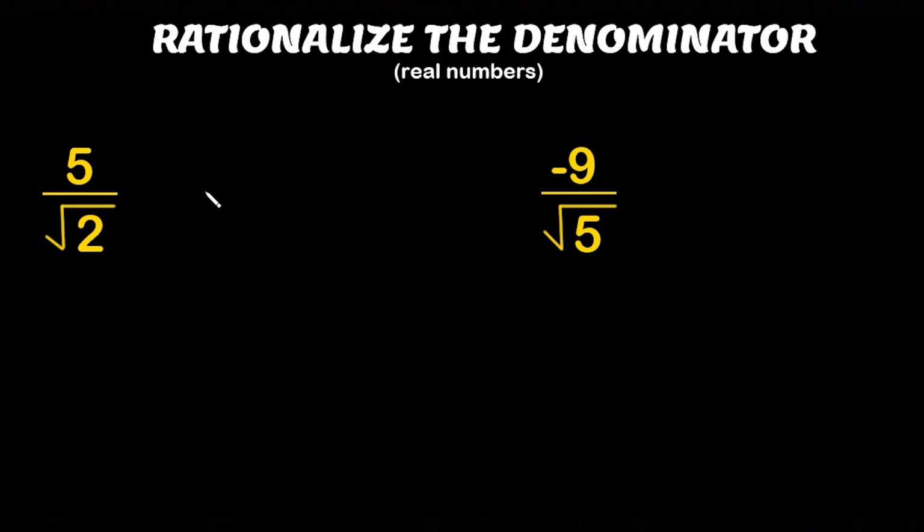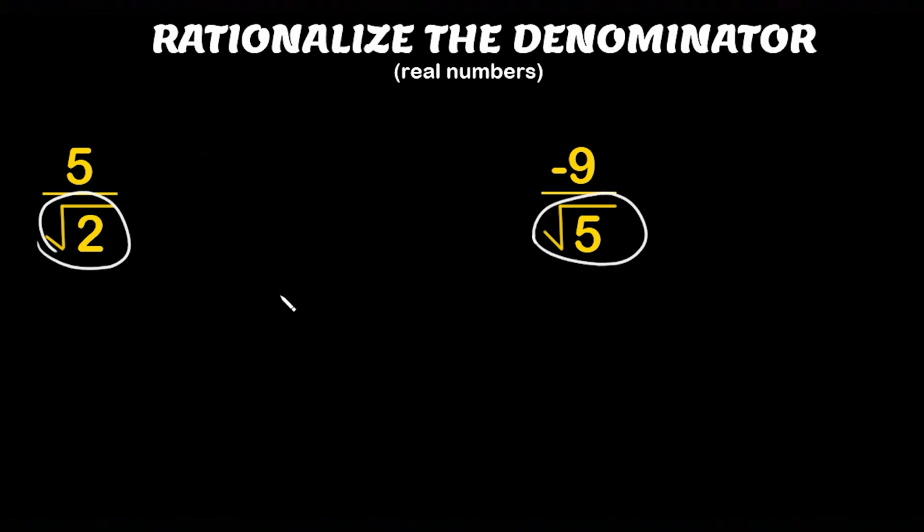And so let's talk about why we want to rationalize the denominator. Well, it's really simple. Think about dividing by an irrational number. Look at these two examples that I have here. I have 5 over the square root of 2, and I have -9 over the square root of 5. Whenever you have a square root that is not a perfect square, the result will always be irrational. So this square root of 2 is an irrational number. This square root of 5 is also going to be an irrational number.